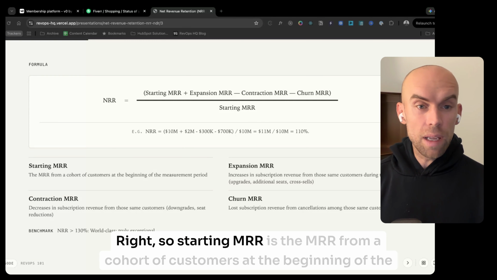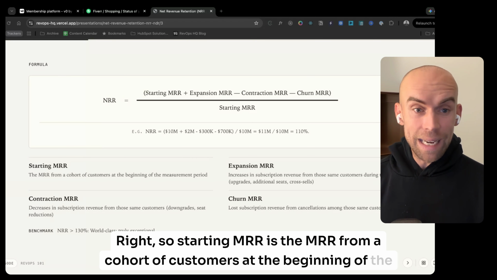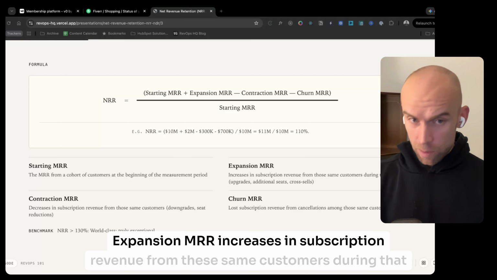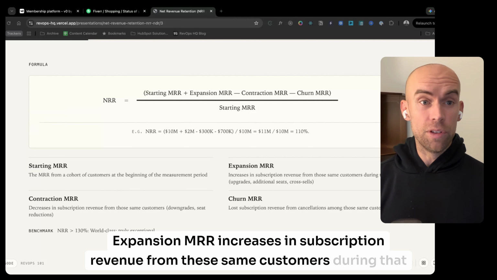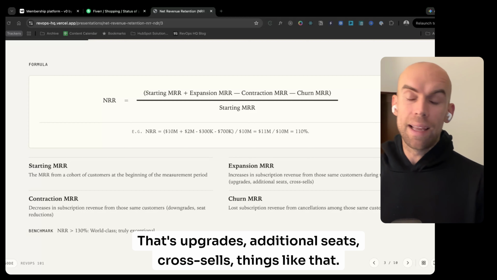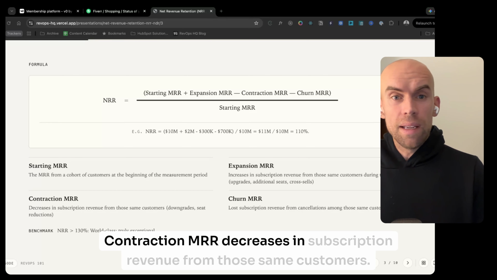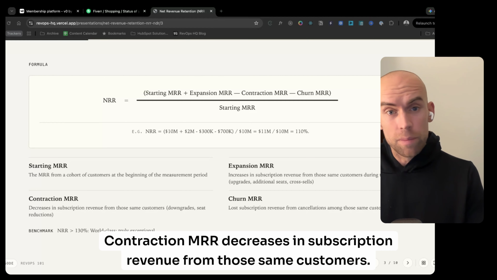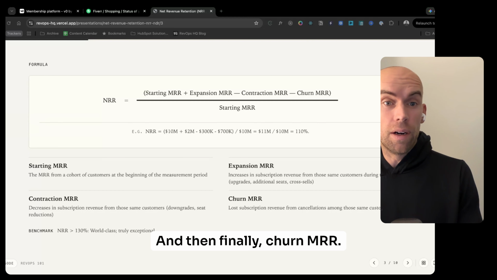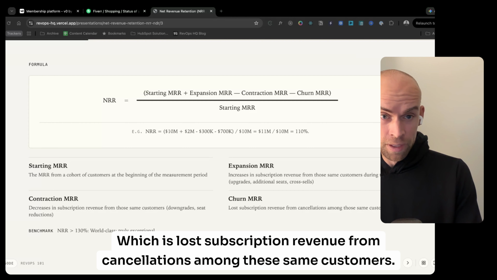Right, so starting MRR is the MRR from a cohort of customers at the beginning of the measurement period. Expansion MRR is increases in subscription revenue from these same customers during that period. That's upgrades, additional seats, cross-sells, things like that. Contraction MRR is decreases in subscription revenue from those same customers, so downgrades, seat reductions, things like that. And then finally, churn MRR, which is lost subscription revenue from cancellations among these same customers.